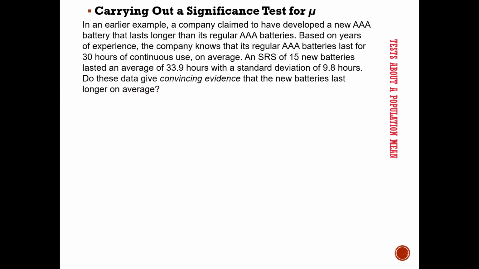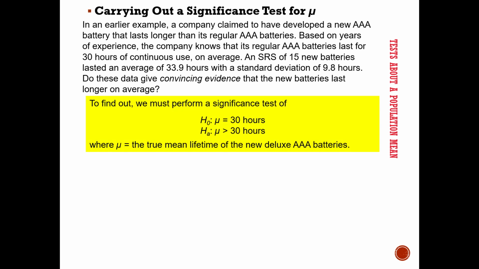Okay. So in an earlier example, a company claimed that its new AAA batteries lasted longer than its old AAA batteries. Based on years of experience, the company knows that its old AAA batteries last for 30 hours. And they do a simple random sample of the new batteries. They pull 15, which is kind of a little low, as you guys might know. But they see that that simple random sample, the average is 33.9 hours. So that's higher. It's a good sign. With a standard deviation of 9.8 hours. So that's a high standard deviation, so we're going to see if this is convincing evidence that the new batteries actually last longer.